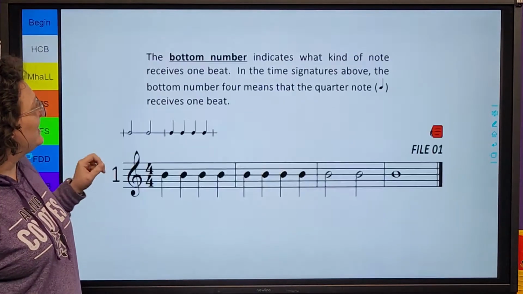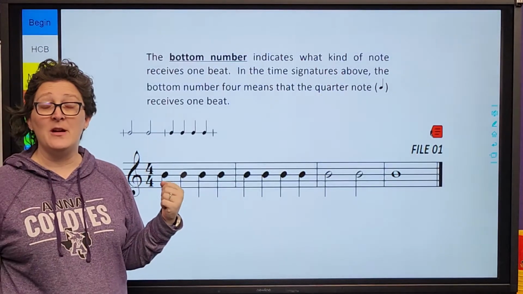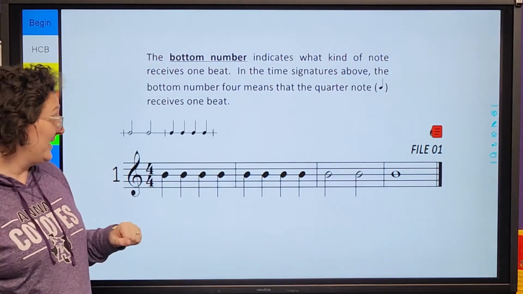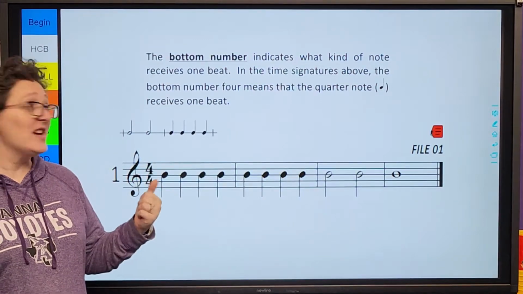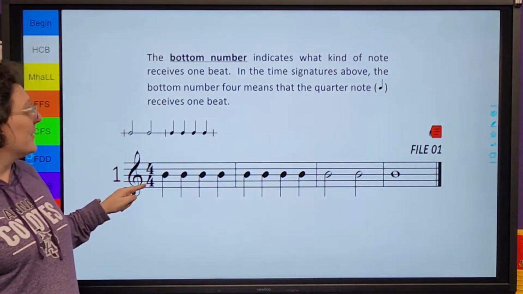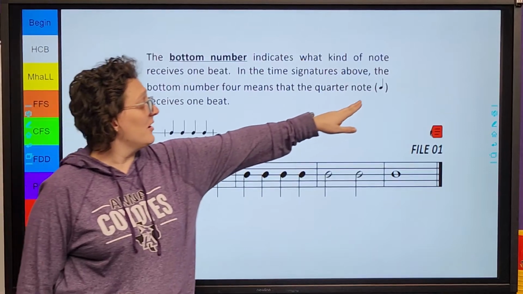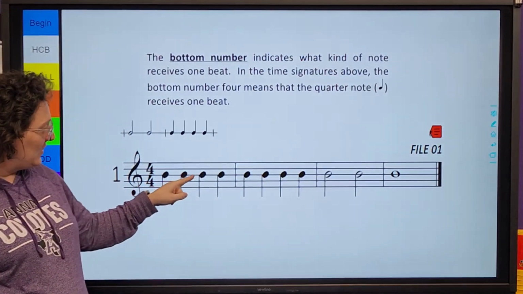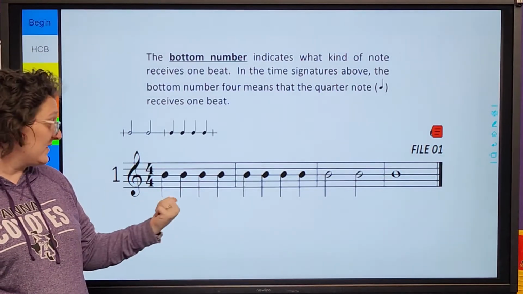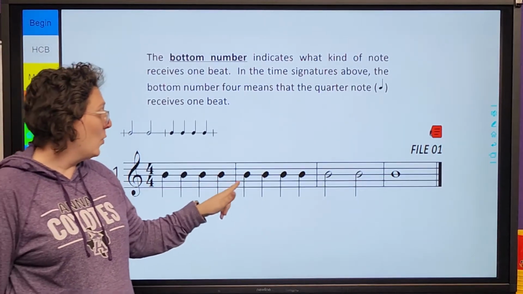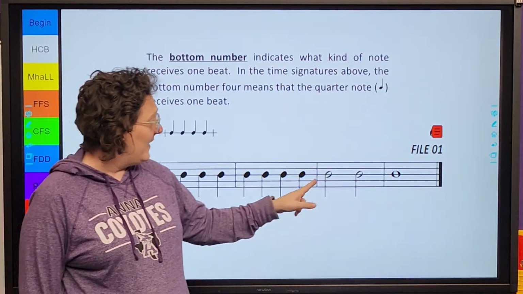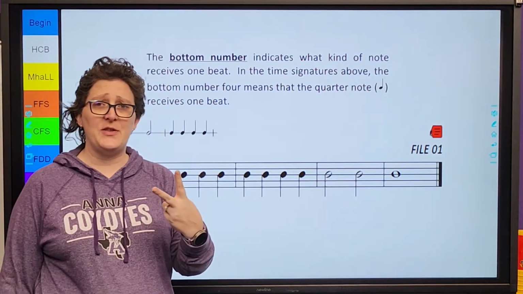Then, if we take a look at the bottom number, that indicates what kind of note receives 1 beat. So in the time signatures that we just looked at, the bottom number 4 means that the quarter note receives the beat. So I have 1, 2, 3, 4 quarter notes in the first measure, 1, 2, 3, 4 quarter notes in the second measure, and then I have only 2 notes in the third measure.